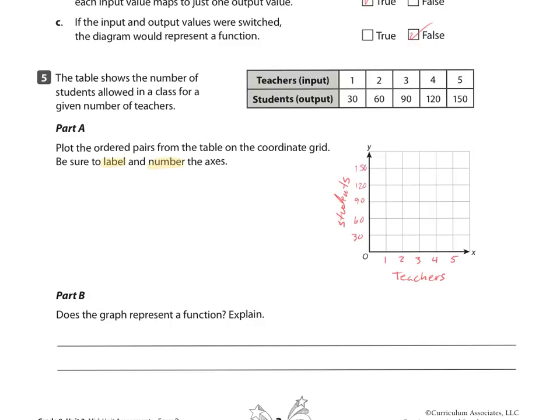And now we're going to plug in our numbers. So we have 1 and 30, and that's going to be 1 and 30, 2 and 60, and we're going to keep going with the same process until we go like this.